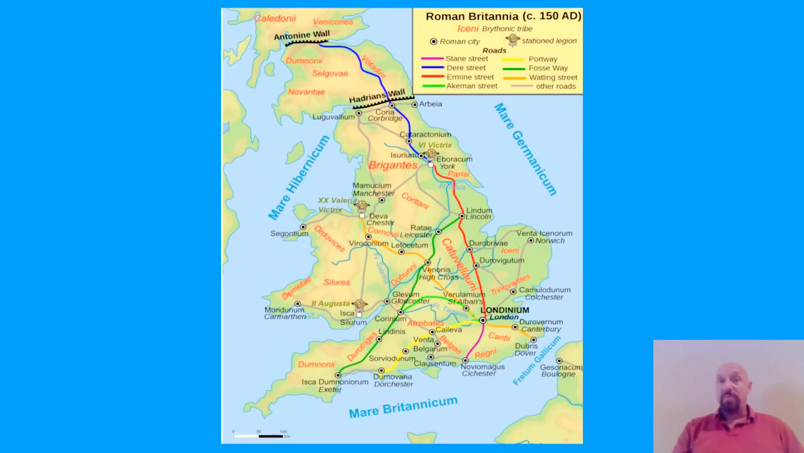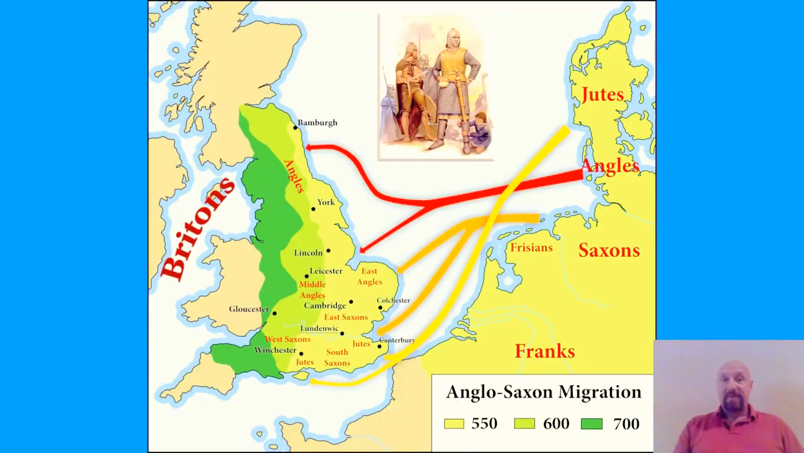Here's a map of Roman Britain. As you can see, London was founded by the Romans. After the Romans left, groups came from what is now Denmark, Northwest Germany, Netherlands, and even Belgium into various parts of Great Britain. The other areas remained Celtic, as they call in this map, Britons.